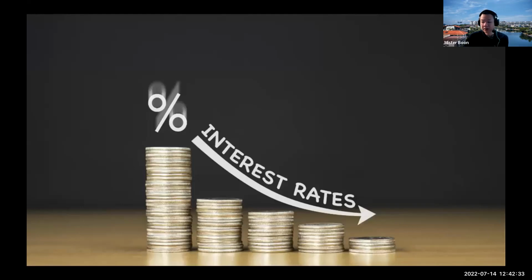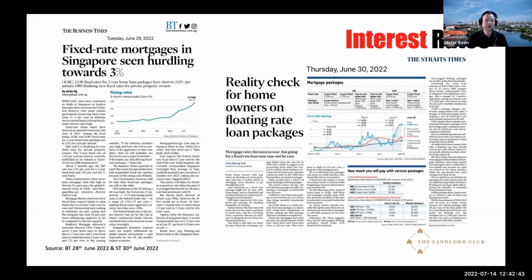Okay, this is the most important one, I think, for everyone to see: interest rate. I will go through some of the interest rate packages by the banks. This is the one that we have been talking about. Fixed rate mortgages have been going through the roof, almost 3%.